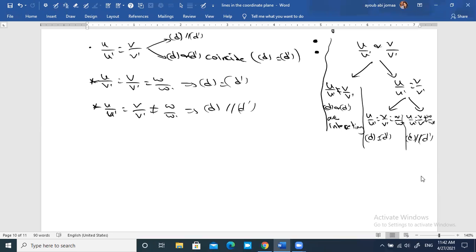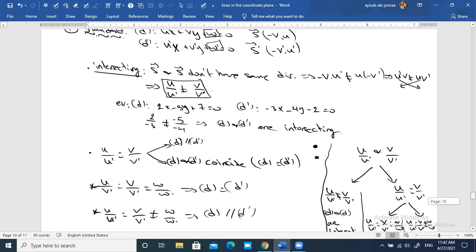Okay, so as we said yesterday, for the relative positions between two lines we have three cases: parallel, intersecting, coincide. Those are the three cases in case the equations are given in the standard form.